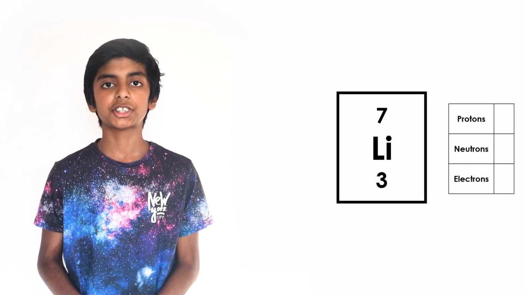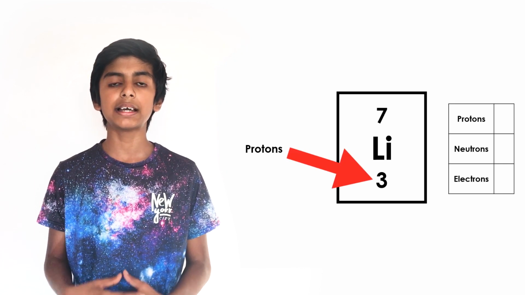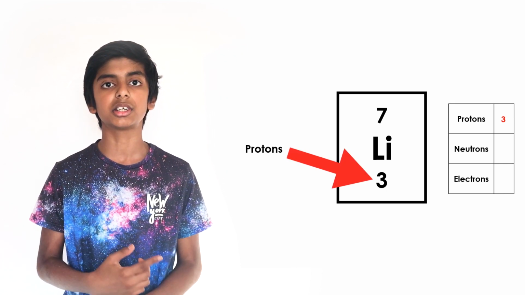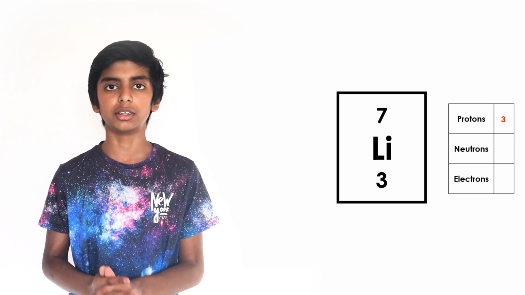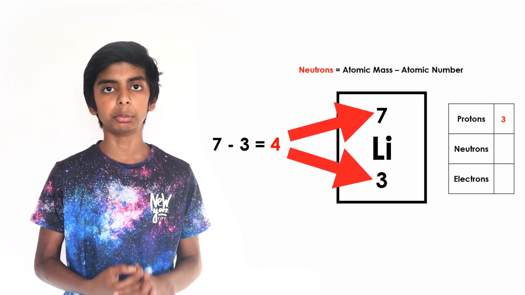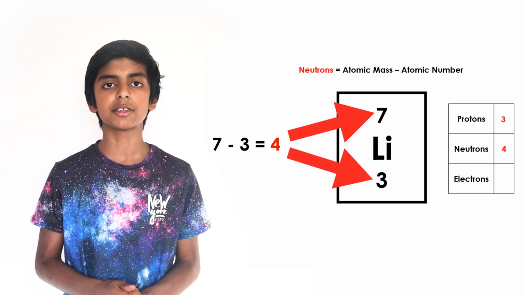So now, we're going to find out how many protons, neutrons and electrons are in a lithium atom. So, we've already found out how many protons there are in this atom, and that is 3, because it is the atomic number. And we know how many neutrons there are by subtracting the atomic number from the atomic mass. So, the amount of neutrons in lithium would be 4.